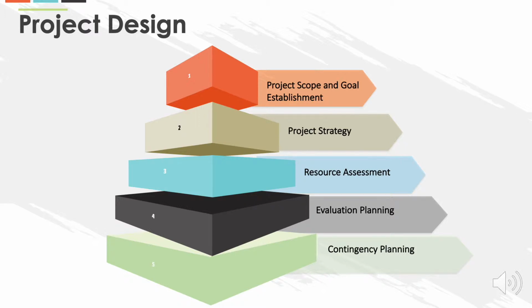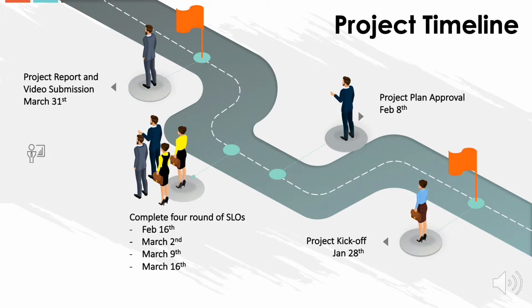The team understood the steps involved in project design, as well as documented them as mentioned in the below list. First is project scope and goal establishment. Next, project strategy. Next, resource assessment. Next, evaluation plan. And at last, contingency plan. So as you can see, the project timeline shows the progression of the project.